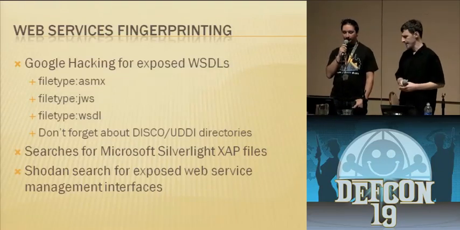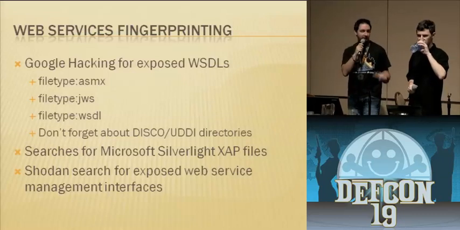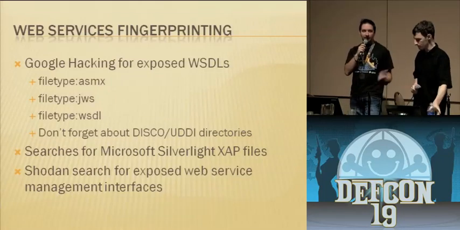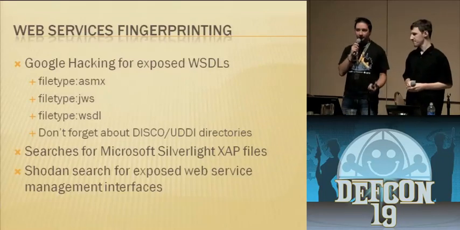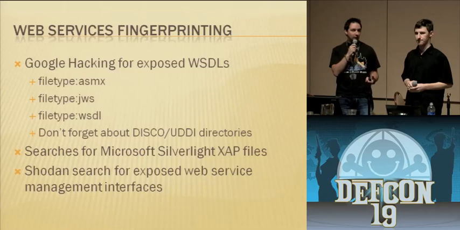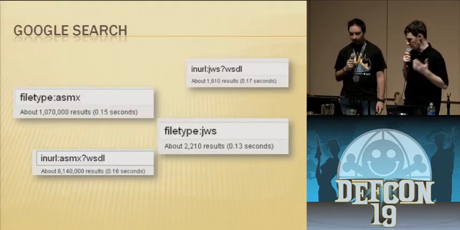And something that kind of gets overlooked now: Microsoft Silverlight is a newer technology, and we're just starting to see a lot of research coming out around the security of Silverlight. But I'll talk about this in a second. The Silverlight XAP files, if you search for those in Google, they're usually tied to web services. So you can look at the client-side app, see where those services are exposed, and then go from there.